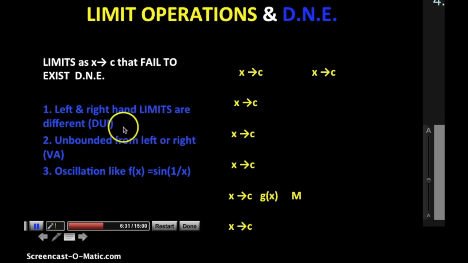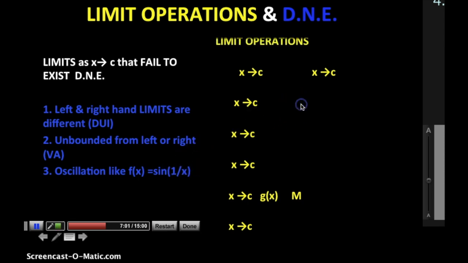So those are DNEs. Number 2 here, we just did several examples of unbounded from the left and the right, typically a vertical asymptote. And the last one we didn't do, and you can do that on your own, is called an oscillation. And this is an example of that. Put your graphing calculator into radians and do the sine of 1 over x. That'll be an example of an oscillation.